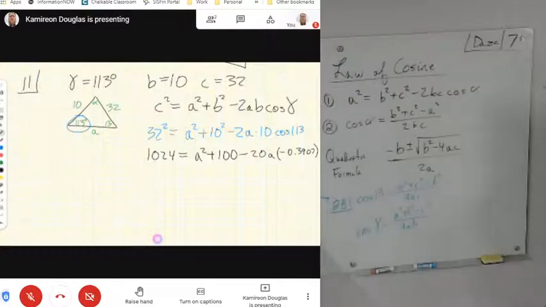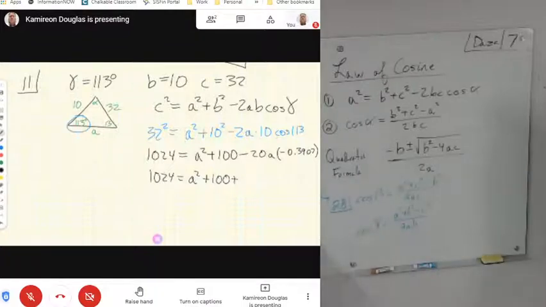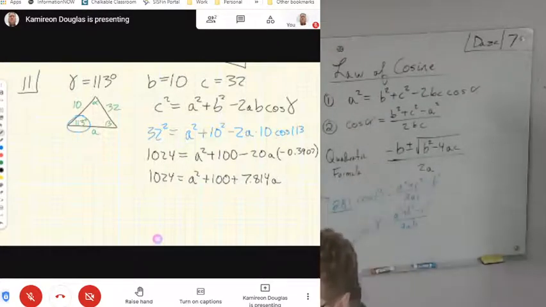I get 1024 is equal to A squared plus 100. And then, okay, 20 times that number. So negative times a negative would make that positive. And then 20 times that decimal, 20 times 0.3907 is 7.814A. This is a quadratic. I want to make that very clear.